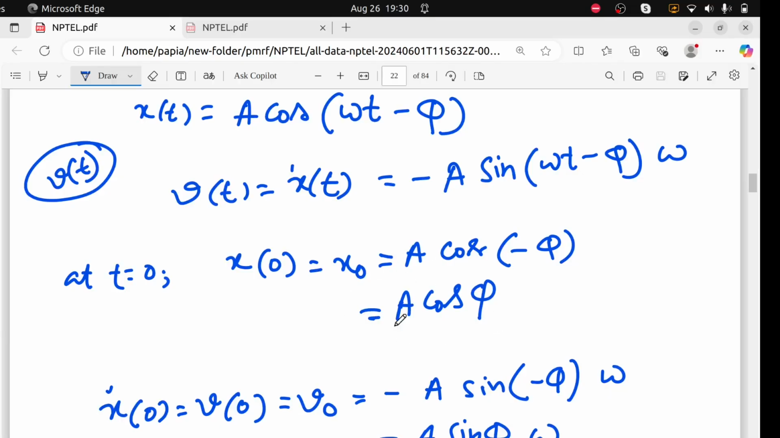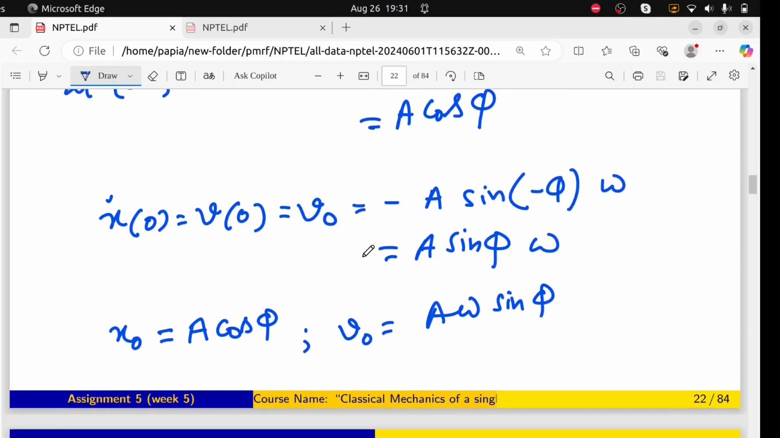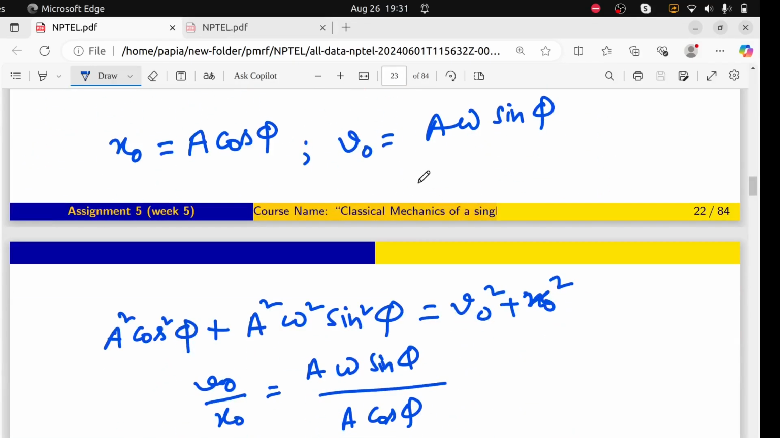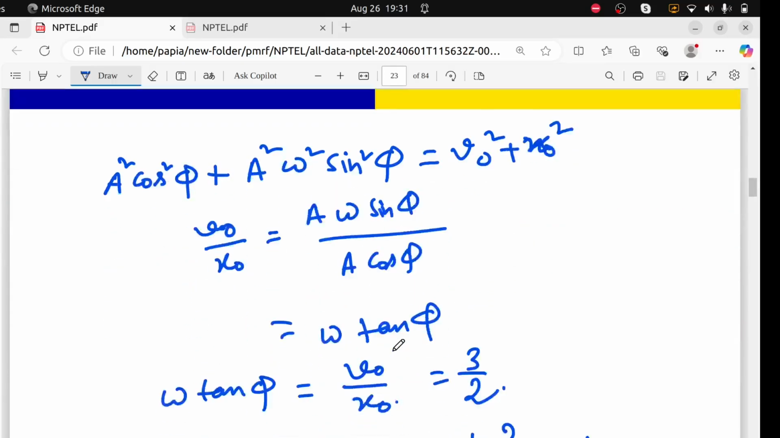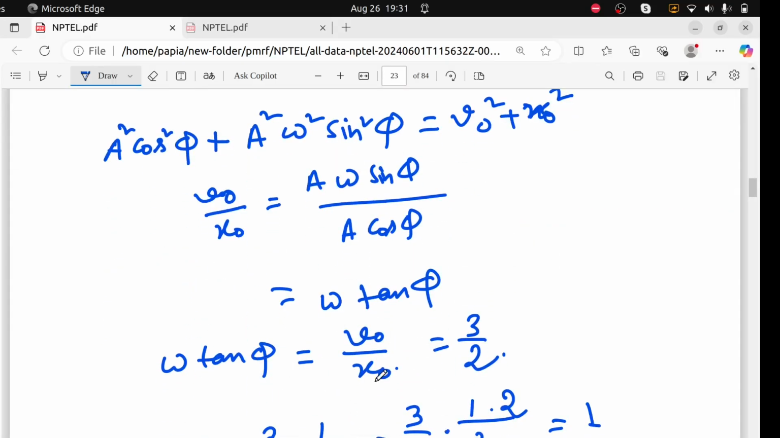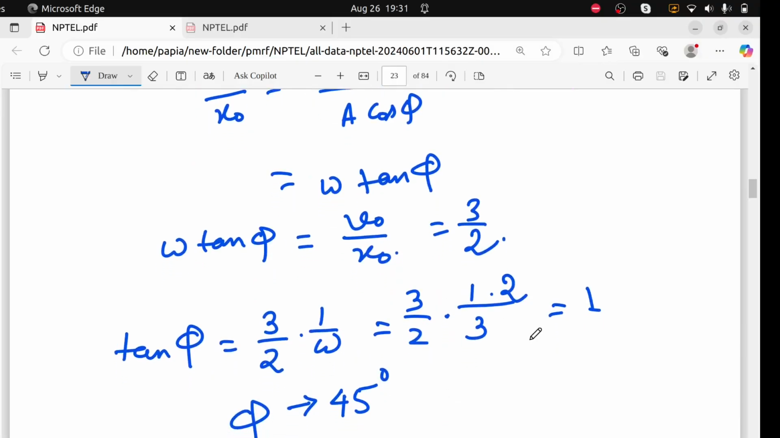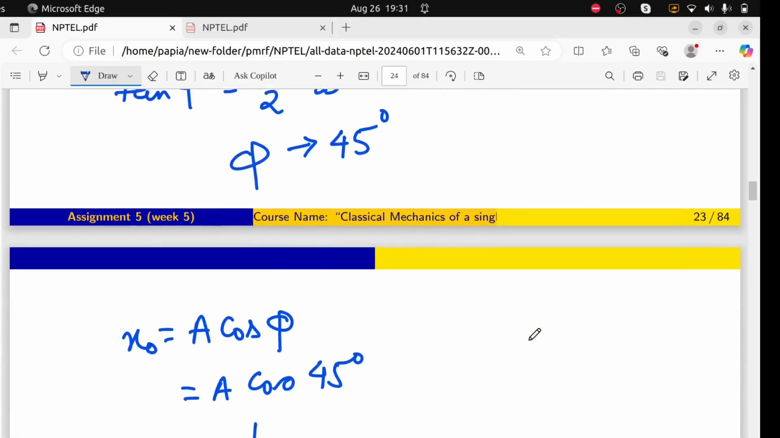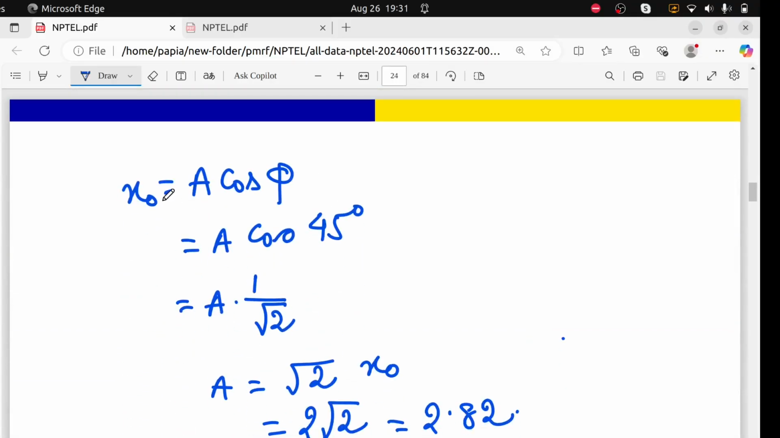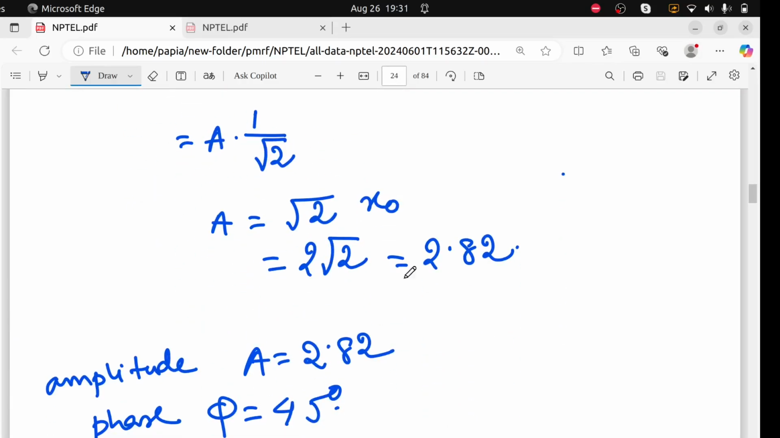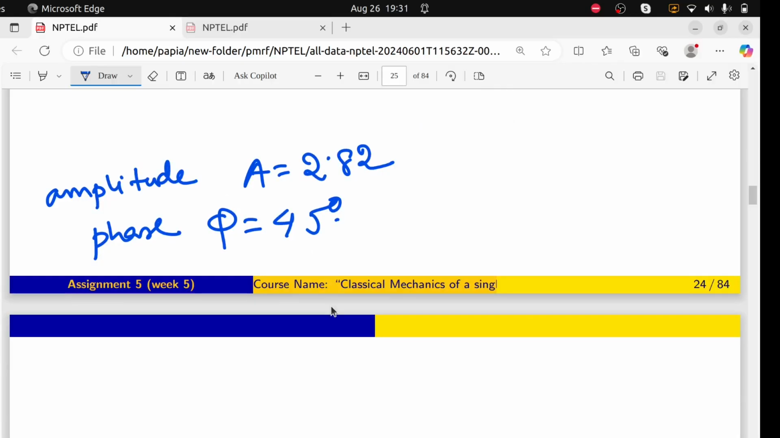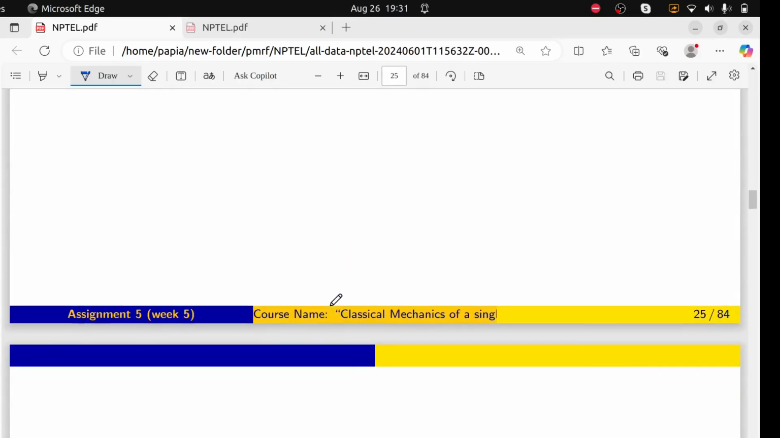Then we will have the condition that a cos phi equals to 2 centimeter. Then x dot 0, this one we will also get as 3. Then we can see that I can have the omega value, tan phi value as 1, so phi will be 45 degree, and a cos phi equals to x0. From there I can have the value of a as well. So it is 2.82 and phi equals to 45 degree.